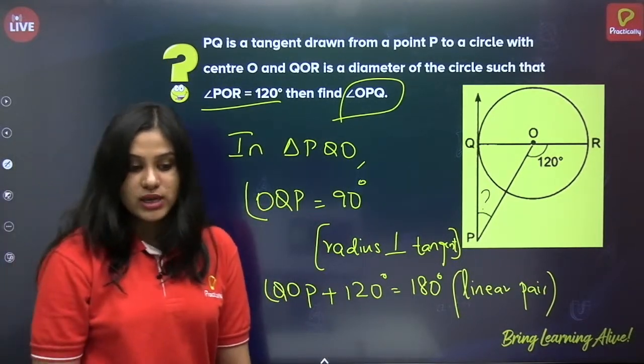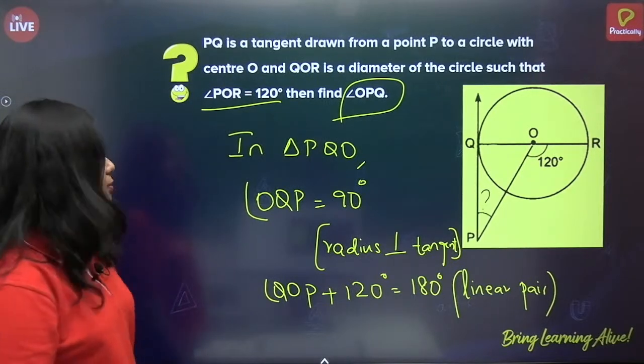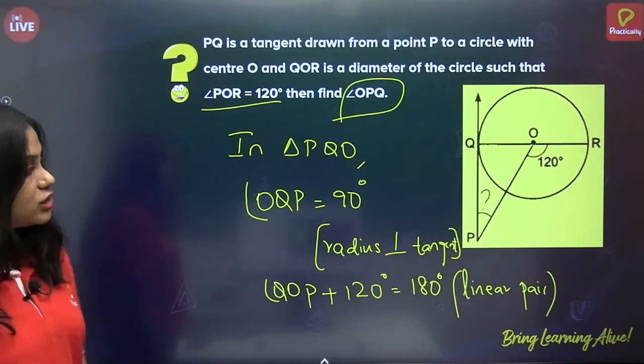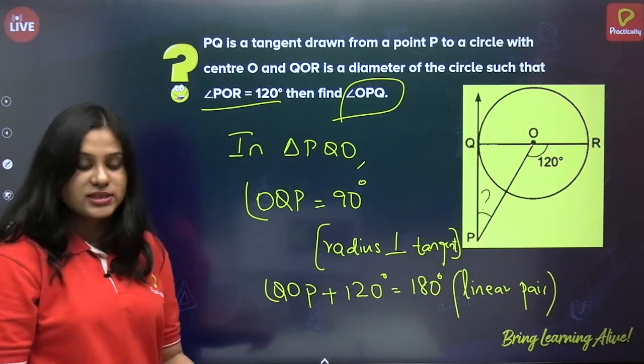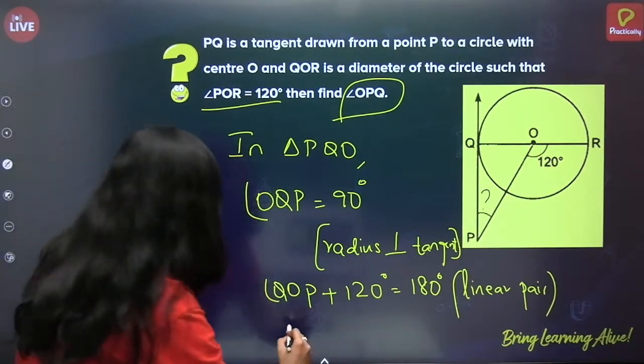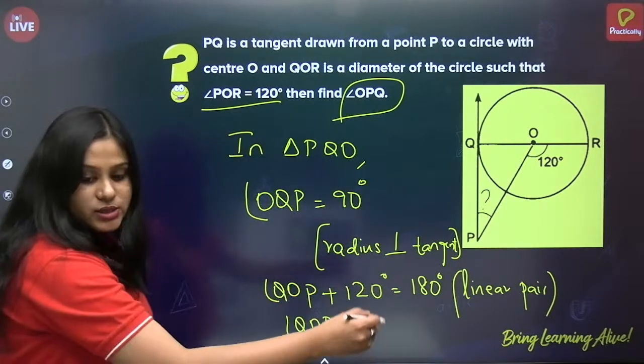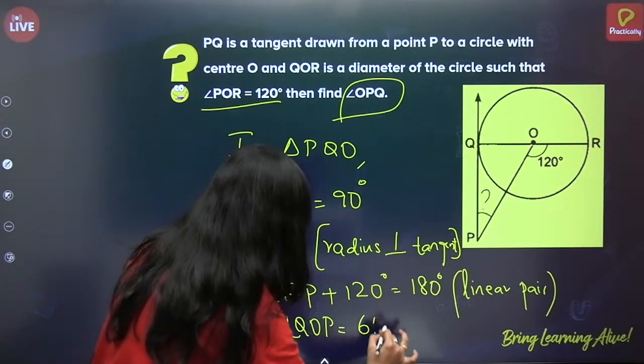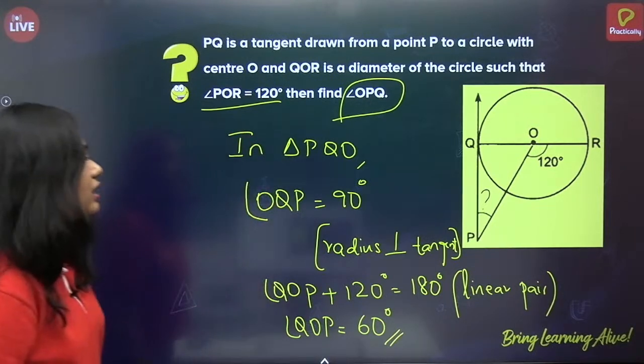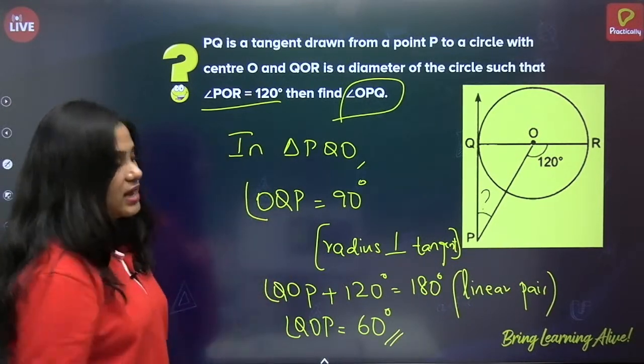Saraswati Kasturi gave 30 degrees. Lakshmana Prabhu gave 60 degrees. Okay, let's see which is correct. Now angle QOP is equal to 180 minus 120, that is 60 degrees. Alright, now I got angle QOP as 60 degrees.